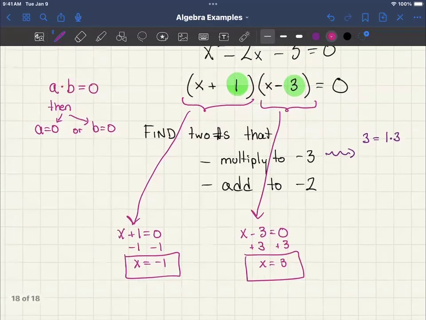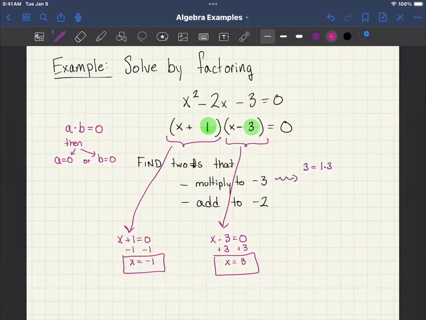And that is how we factor an equation to solve for the quadratic solutions there.